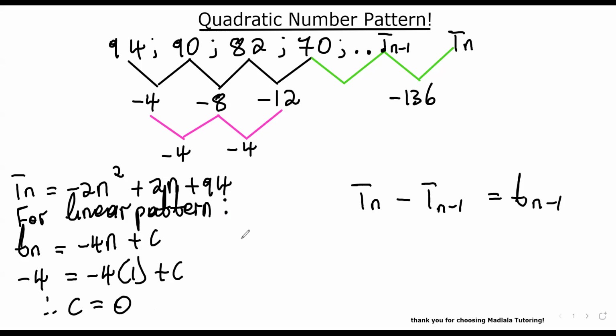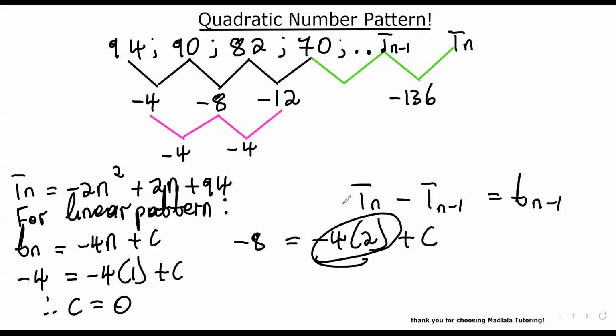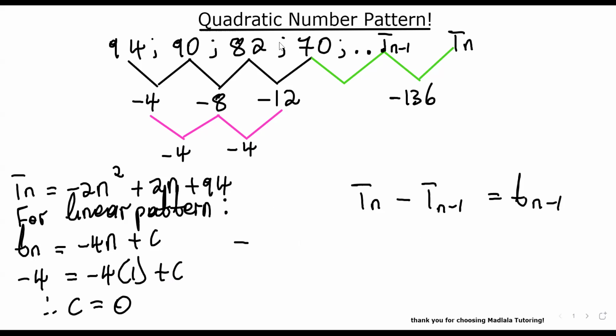Even if you use term number 2, because term number 2 is negative 8, and here you're going to say that and say plus c. This is still negative 8, and negative 8 plus 8 is 0 as well. So, yes. Now that we know our c is going to be 0, it means the general term of the linear pattern is just going to be negative 4n.